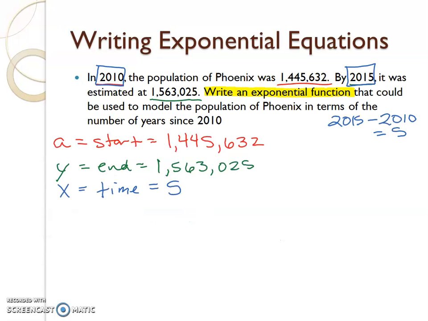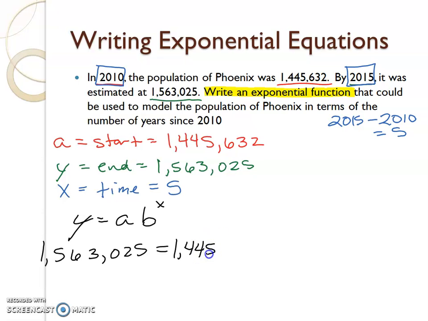Okay? So I'm going to plug all of these values in to my standard form. So my y, 1,563,025, that's my y there, equals my start value, 1,445,632. Okay? And then I don't know what my b value is. That's what I'm looking for. And my time, we're going to plug that in as a 5.